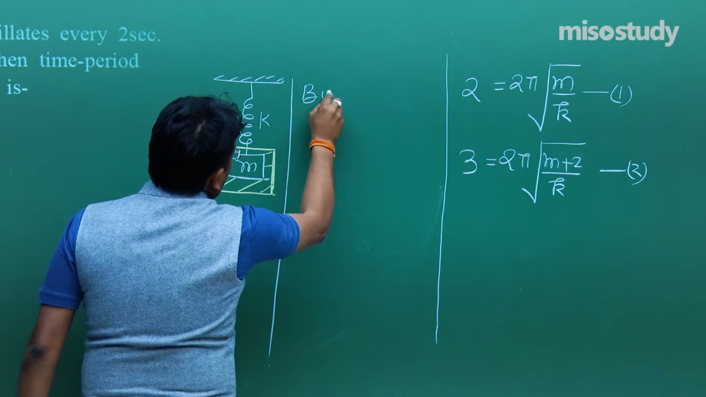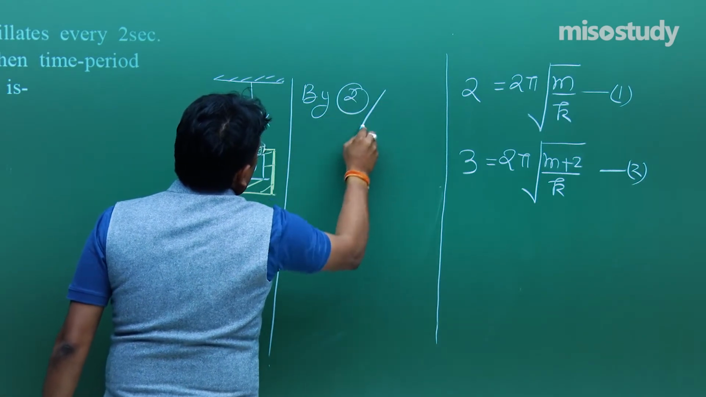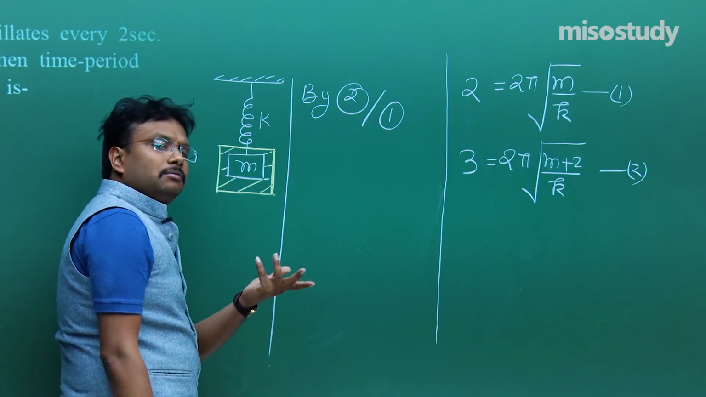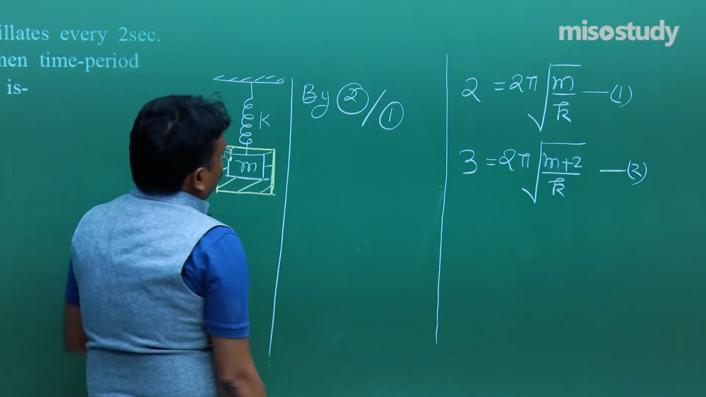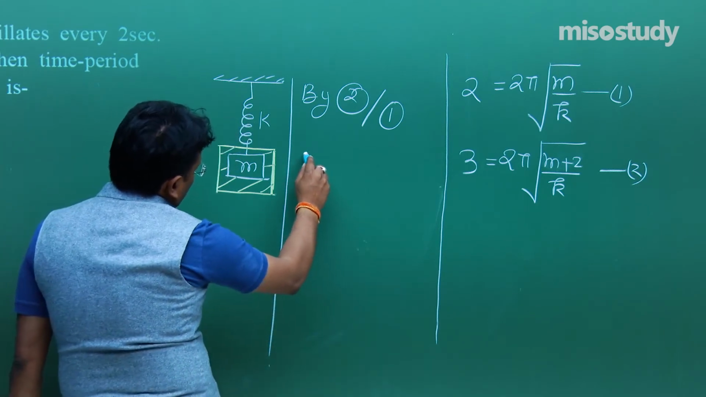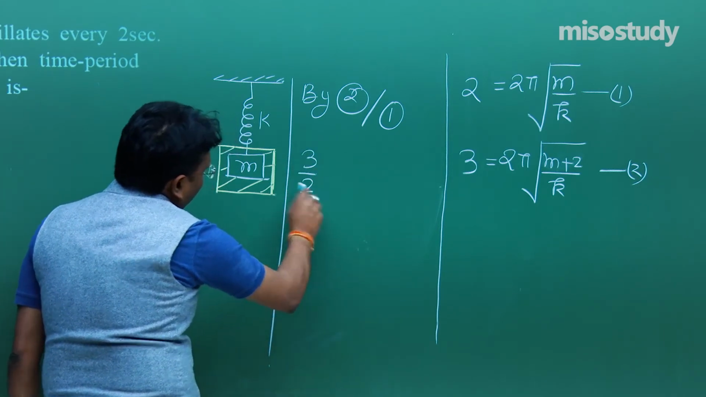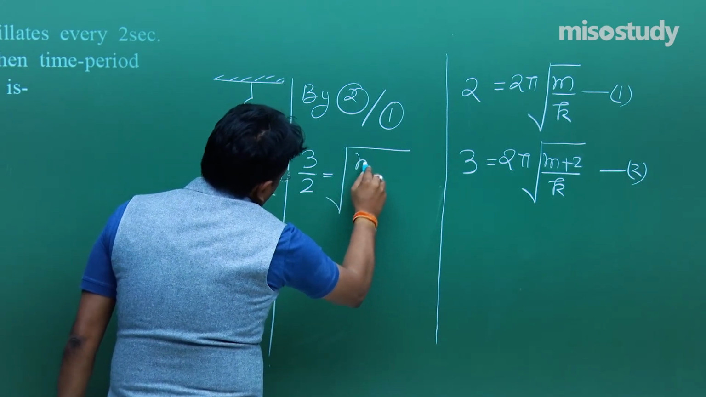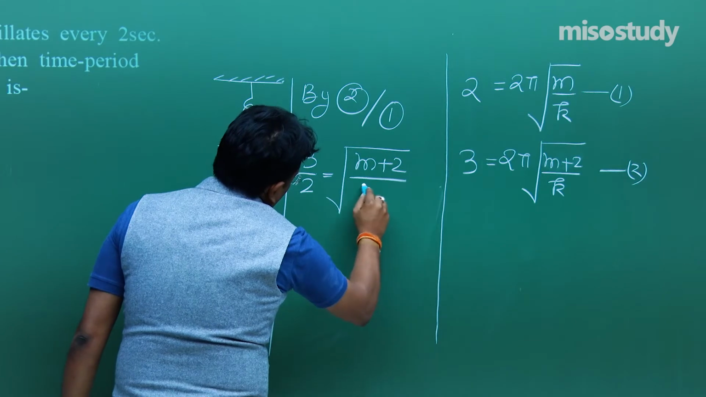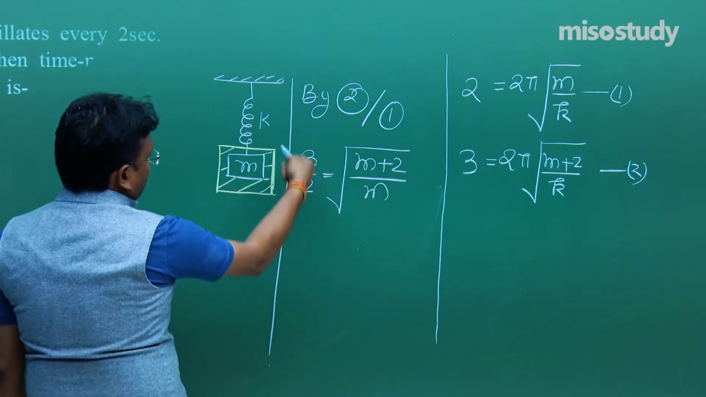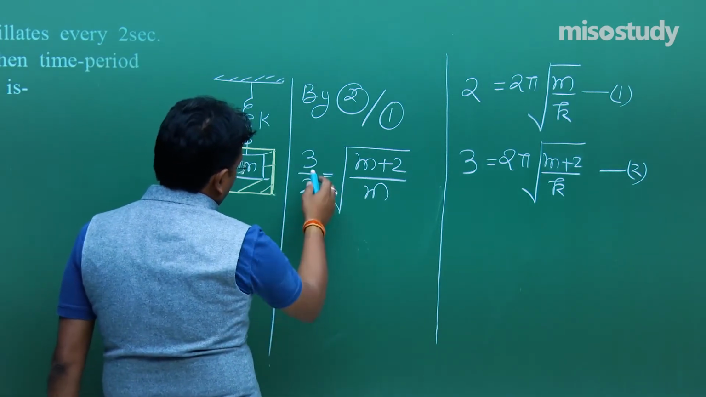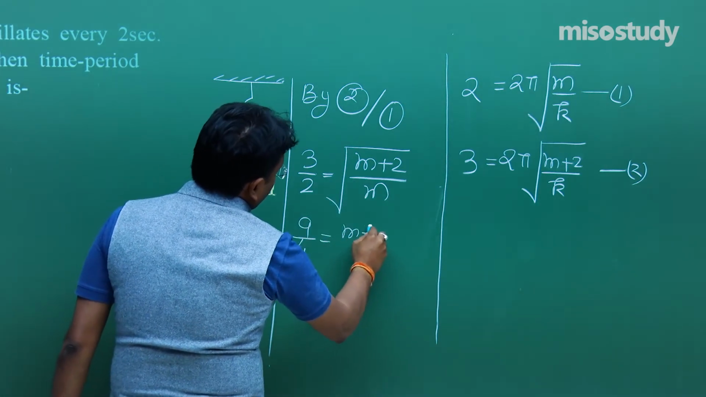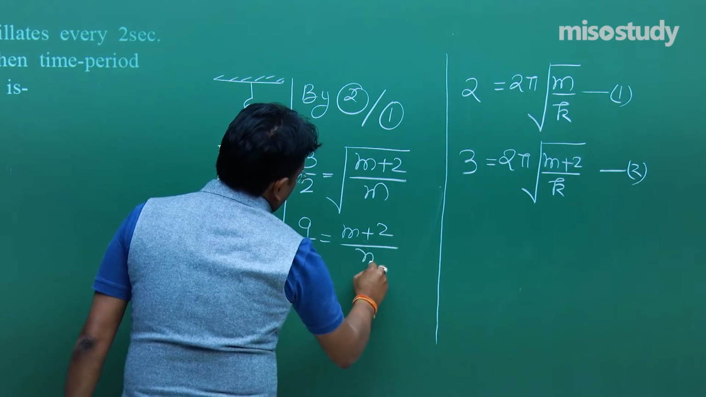divide equation 2 by 1, 2 divided by 1 or 1 divided by 2, it is up to you, no problem, fine. So, 2 divided by 1 means it is going to be 3 by 2, 2 pi is going to be cancelled, is equal to root of m plus 2 by m, fine. Let us square both sides. So, it is 9 by 4 is equal to m plus 2 by m.